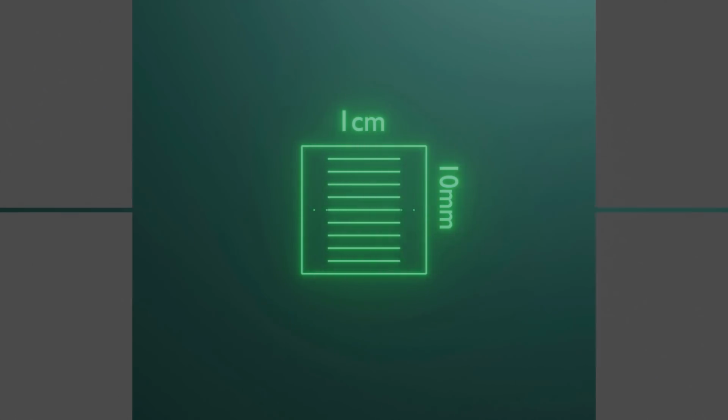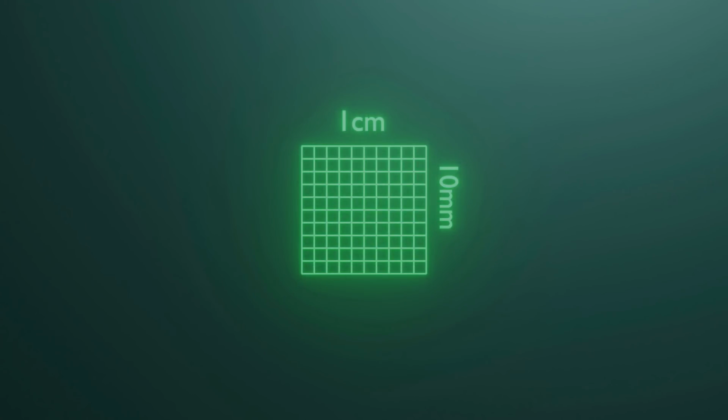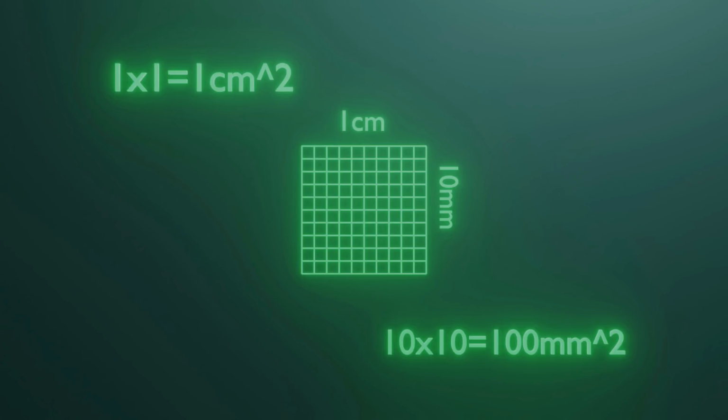For example, a 1 centimeter length and height square is multiplied 1 to 1 and equals 1 square centimeter. But at the same time, it is also a 10 millimeters length and height square, which is 100 square millimeters, which is 10 times more than 1 centimeter.